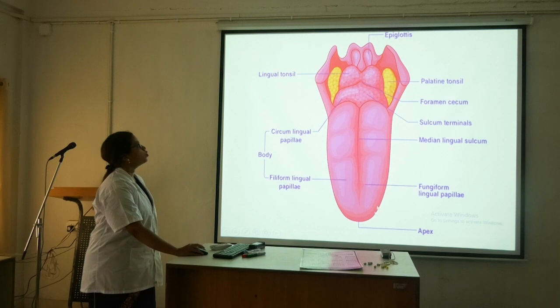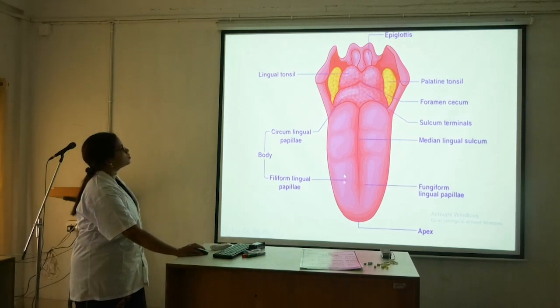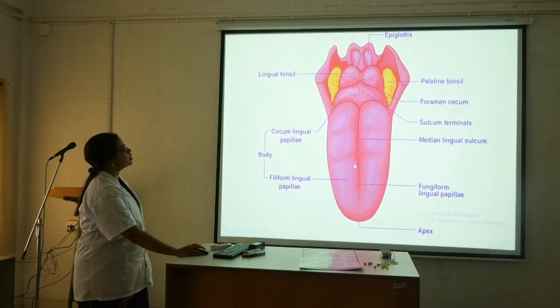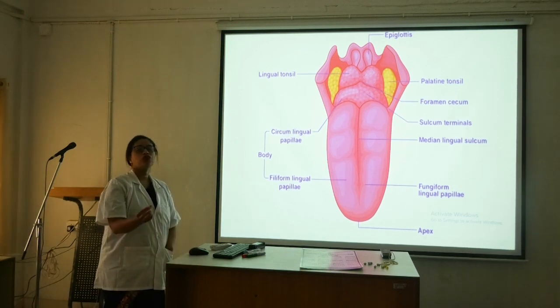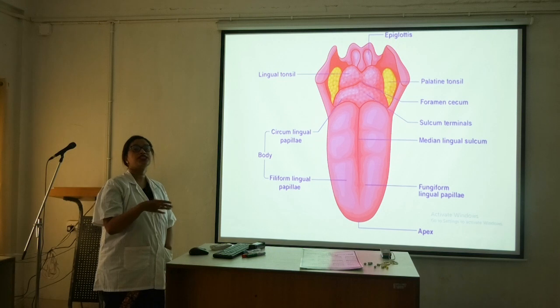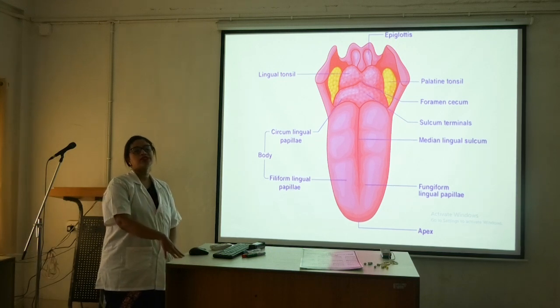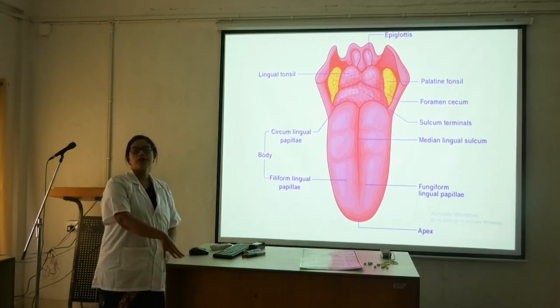So in general, what are the things you could see in the tongue? In the tongue there are numerous types of papilla. In a histology slide you have to determine which types of papilla are present on the tongue. Tell me, which are they?